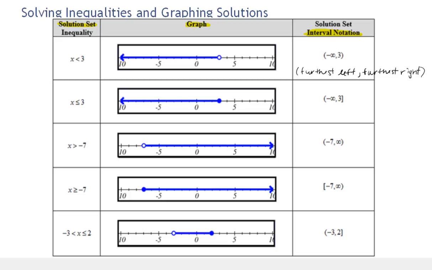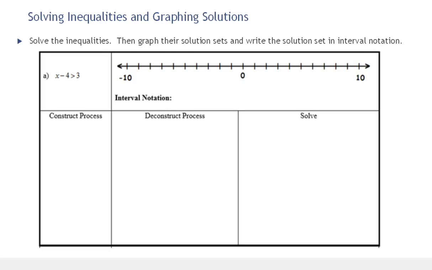Now let's solve a problem and graph the solution. We're going to do a few of these, but let's just start with one. Solve the inequalities, then graph their solution sets and write the solution set in interval notation. So here's our inequality. Okay. So let's look at the construct process, the deconstruct process, and then we'll solve this using the properties of inequalities.